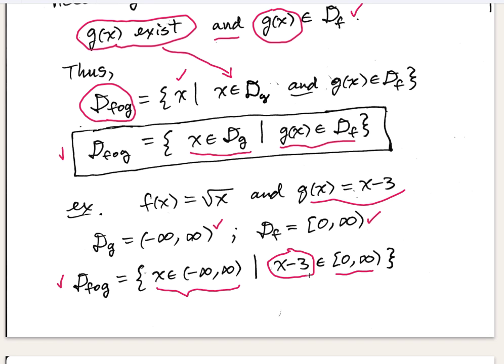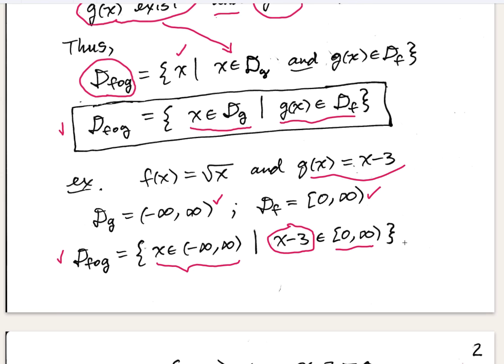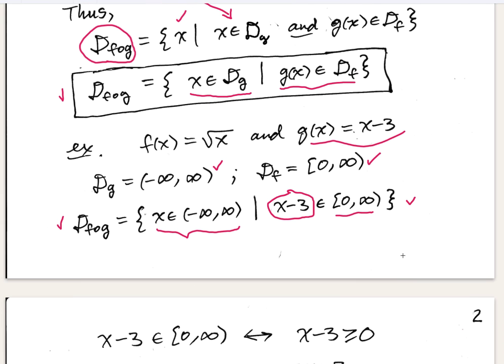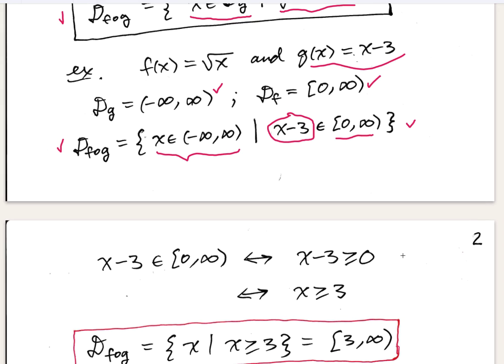Now, we want to rewrite this. This is true, but it's not quite clear what the values of x are yet. Now let's go ahead and think about the second part. The first part's easy. X minus 3 is an element of this set from 0 to infinity if and only if x minus 3 is greater than or equal to 0, right?